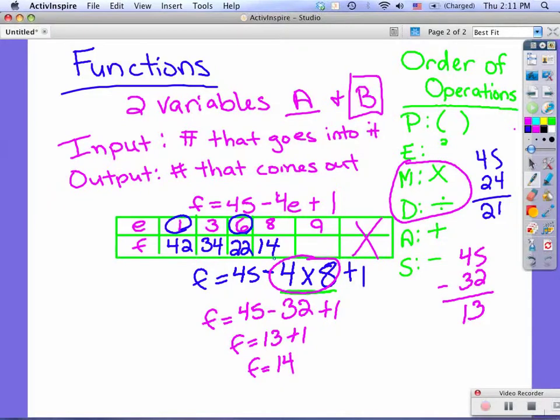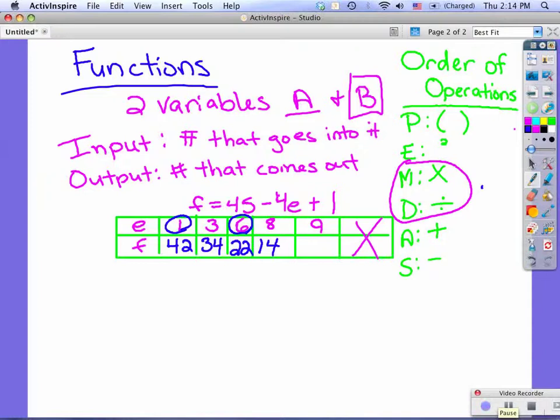Okay, take a moment, look at the next one. You're going to try to remember taking your time and writing out the problem every time, going step by step. So you start with the whole problem all over again. F equals 45 minus 4. Well, remember when the number is next to a letter or the variable, you multiply. And I'm to the E. So I look at my chart. The next E is 9. 4 times 9 plus 1.